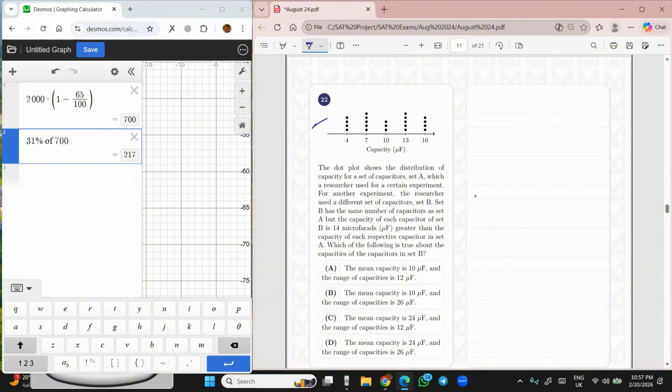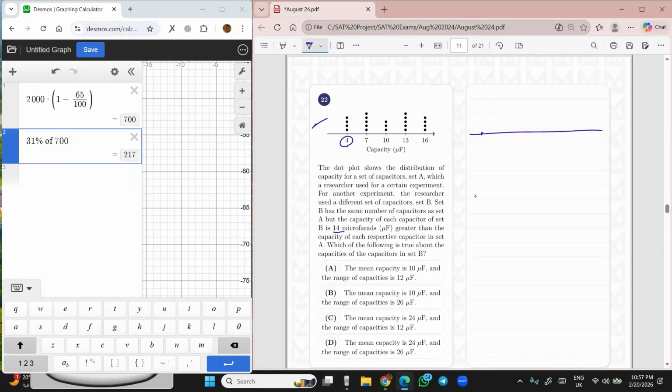Set B has the same number of capacitors as set A, but the capacity of each capacitor of set B is 14 microfarads greater than the capacity of each respective capacitor in set A. I mean, every number of these should be adding 14 to them. So instead of this 4, this will be 4 plus 14, and so on. So that the other set, which is set B, should be like this.